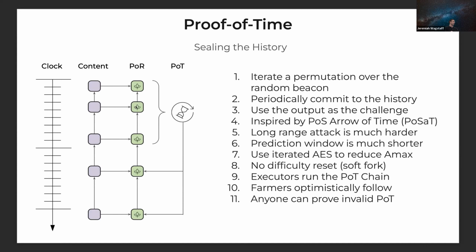They can optimistically trust it, and then anyone can show, if there was an incorrect transition of the proof of time, they can just generate a fraud proof to show that. So this can be very, very lightweight from the point of view of the farmers. The executors also have to have special hardware to run as fast as they can. Yeah, so that's another thing that we looked at with Supranational, is how fast we could speed up AES.